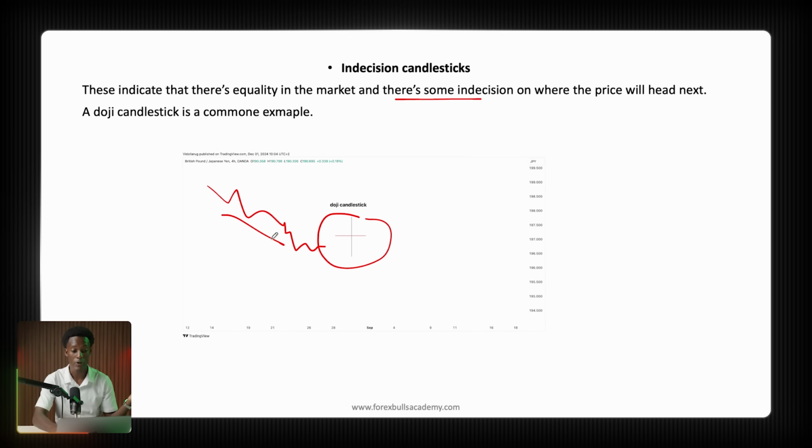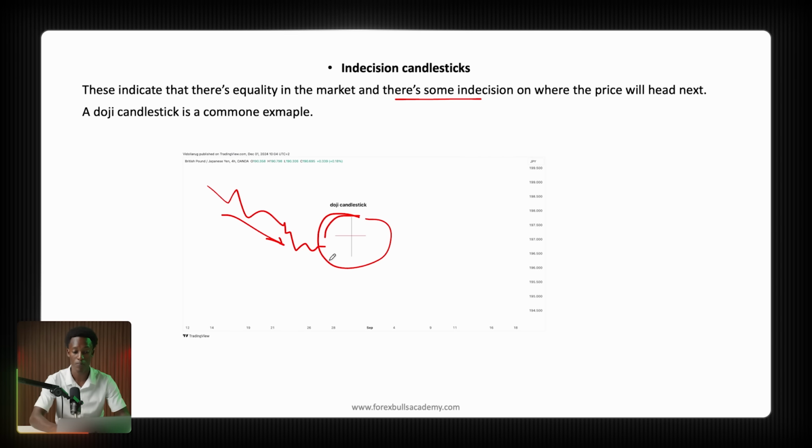I mean, initially we had sellers in control pushing the price down, and then all of a sudden we have this indecision, a doji, right? Maybe buyers are coming in and they're trying to oppose these guys. More often than not, actually, we shall see this is a reversal pattern. Whenever you see this, sometimes we have a reversal coming. So you'll probably see the price changing direction and pushing to the upside.